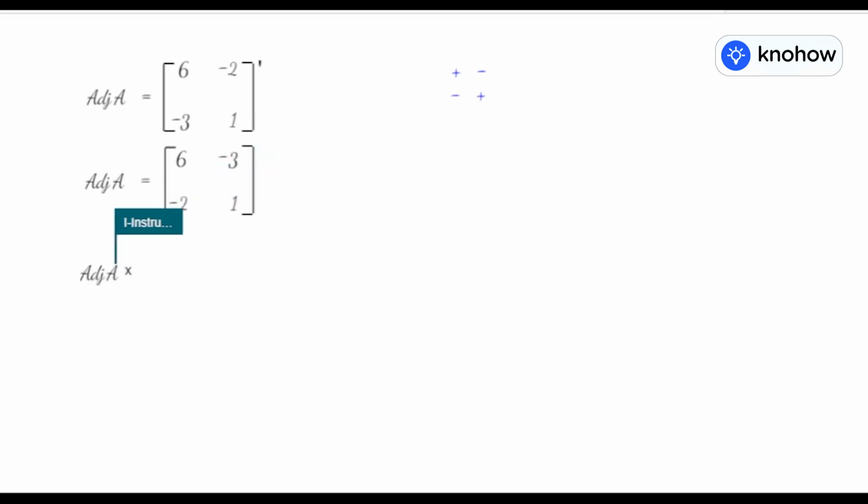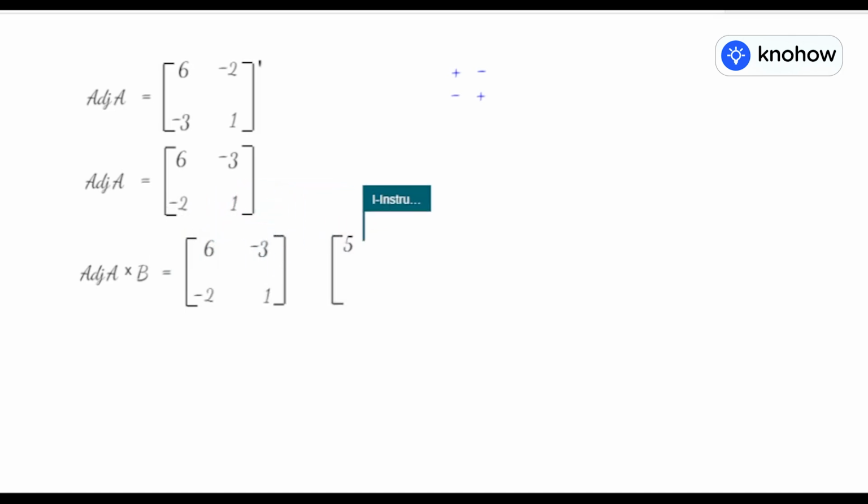Remember, adjoint A has to be on the left. B is the constant matrix. So it is the matrix [6, minus 3; minus 2, 1] to be multiplied by the matrix [5; 8] in the present question. Now let us see, can we multiply or not? The first matrix is of order 2 by 2. Second is of the order 2 by 1. So yes, because the number of columns in the first is same as the number of rows in the second, we can multiply.